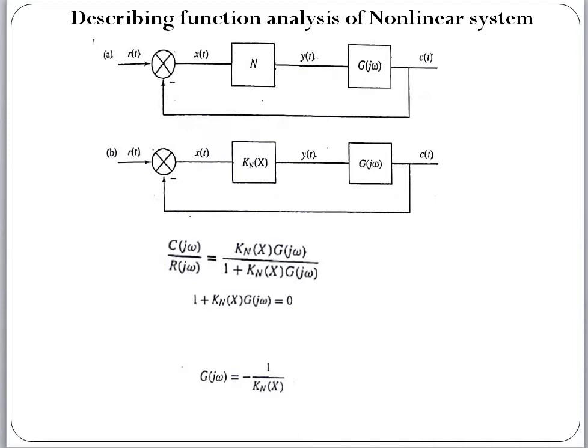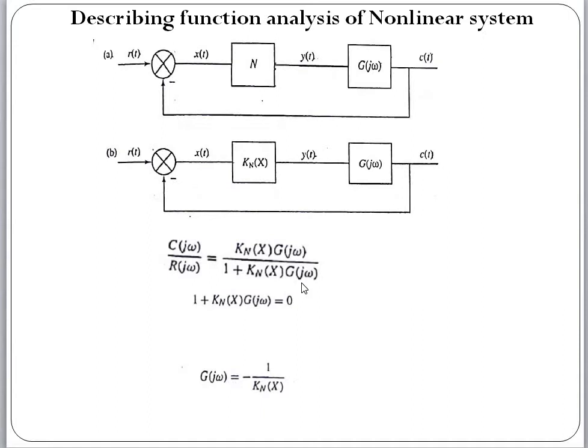So we can write the transfer function in terms of j omega for this whole closed loop system. We know the transfer function equation is G divided by 1 plus G if the feedback is unity. Here you can see a negative unity feedback. So we can write the transfer function C of j omega divided by R of j omega equal to Kn of X G of j omega divided by 1 plus Kn of X into G of j omega.